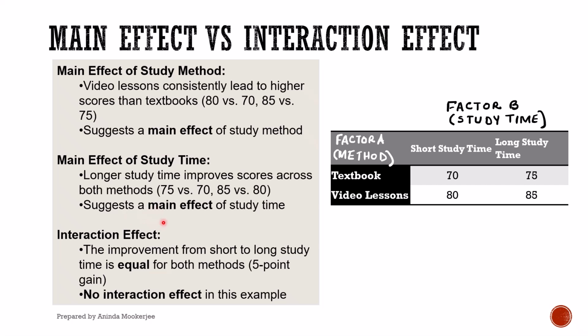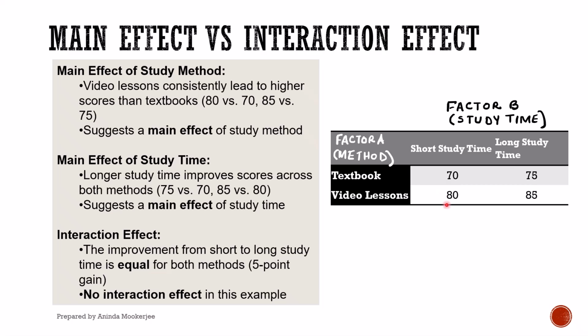It suggests a main effect of study time. So longer study time does have a better effect on the scores than a shorter study time, regardless of what method has been used. For the interaction, we see the improvement from short to long study time is equal for both methods, right? So 75 minus 70 is 5 units.